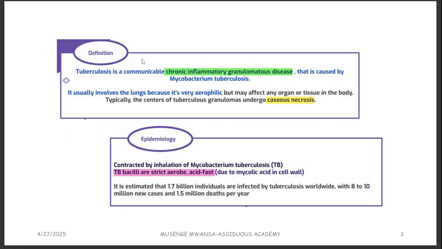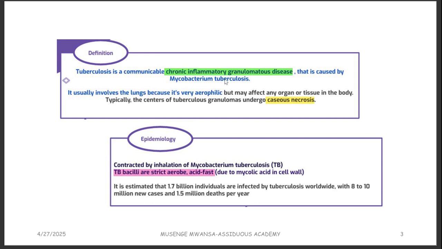So TB is a communicable disease, meaning that it can move from one person to another. It's actually not acute. It is a chronic inflammatory granulomatous disease. You know that in acute inflammation, you have got neutrophils being involved, and in chronic inflammation the feature is that there is formation of a granuloma. So TB being a chronic disease, there is the formation of a granuloma, and this is caused by Mycobacterium tuberculosis.